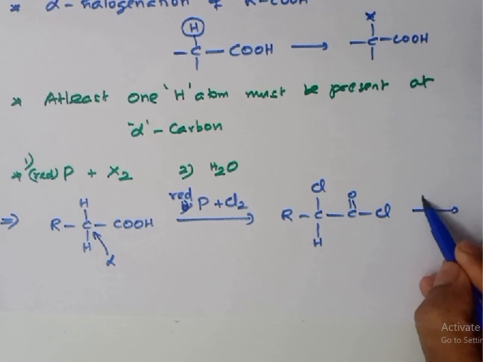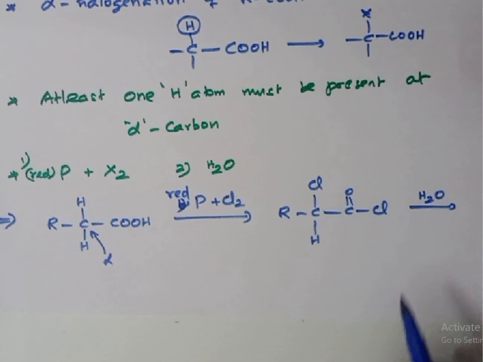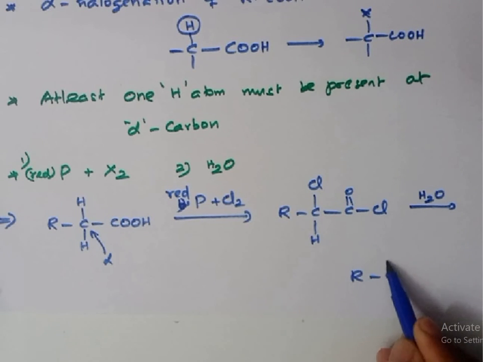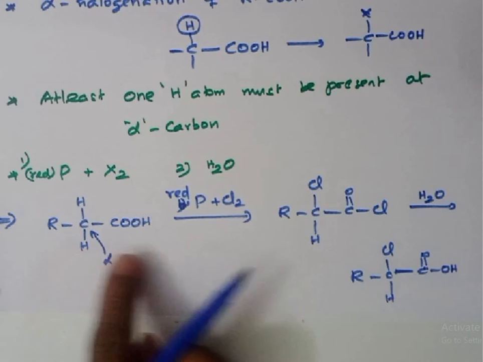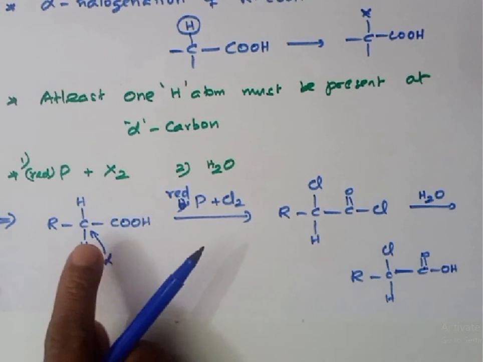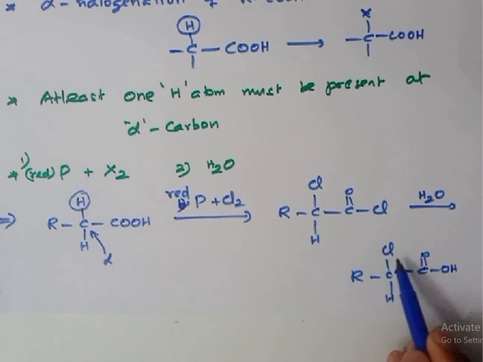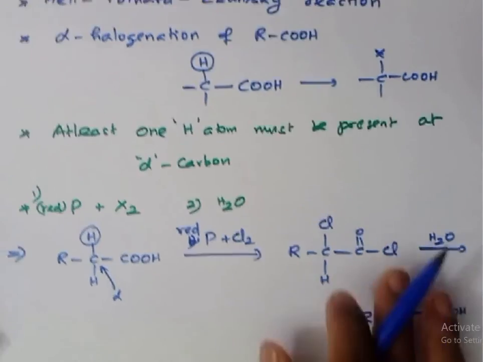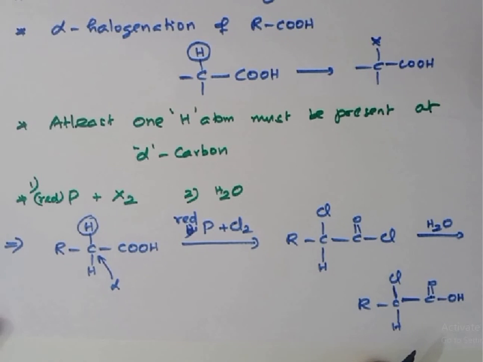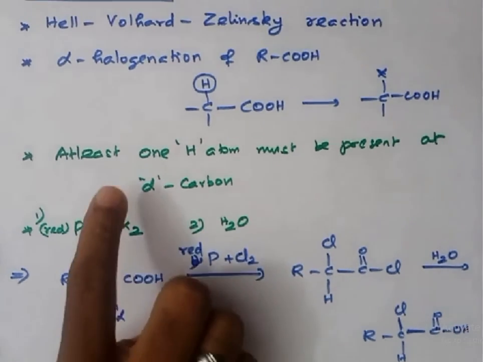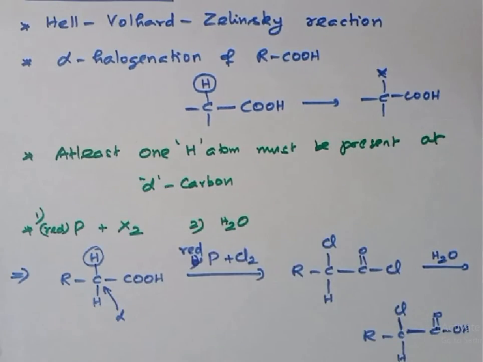Now if you carry out hydrolysis, what will happen? This chlorine will come out, and you will get back the acid. What we actually did here is replace an alpha hydrogen by a halogen atom, and this reaction is what we call the HVZ reaction, Hell-Volhard-Zelinsky reaction. For this reaction, at least one alpha hydrogen must be present at the alpha carbon.